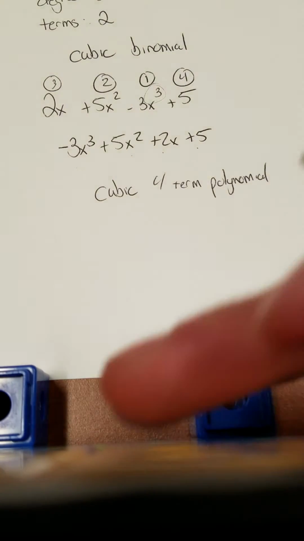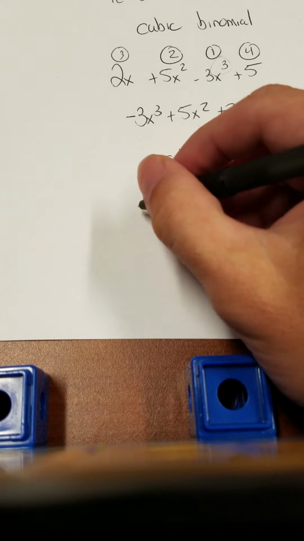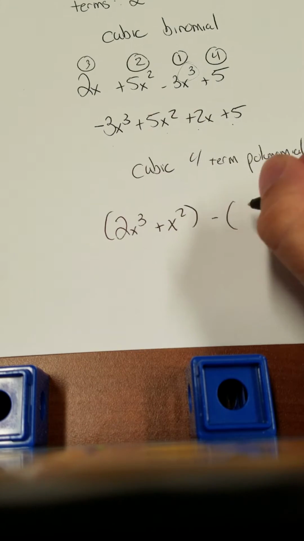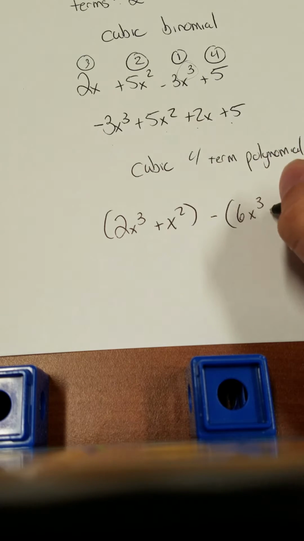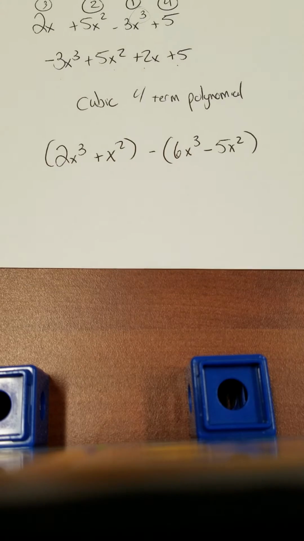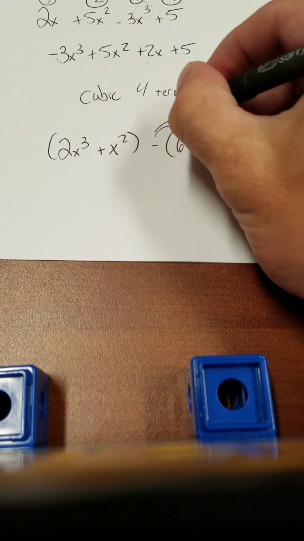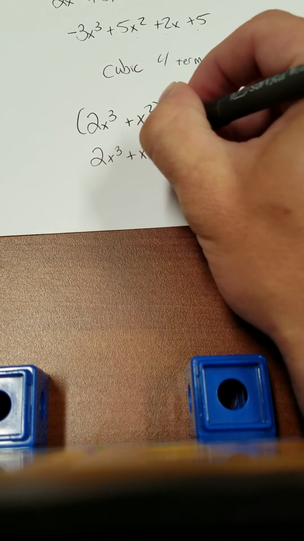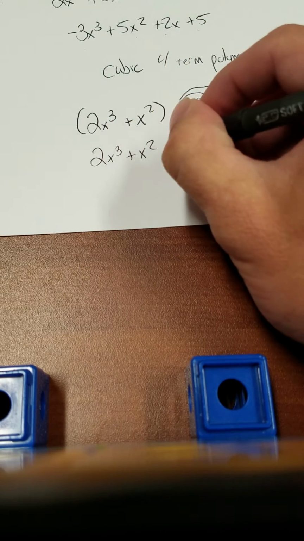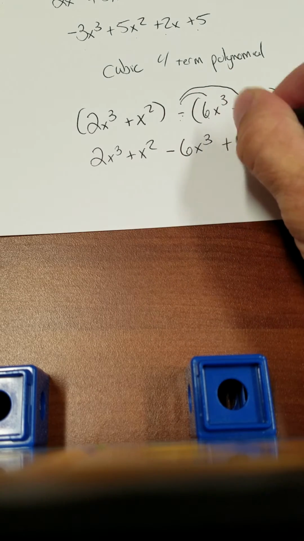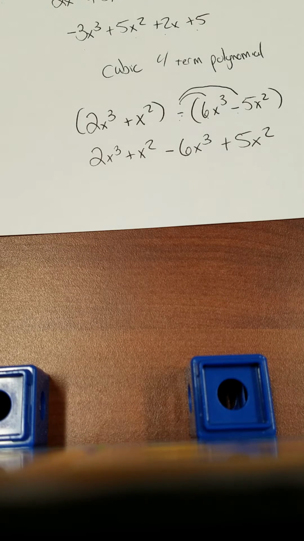The last piece is just combining like terms. I know you know how to do this. I'm just going to show you a quick example. When you're doing this, make sure you rewrite it. That negative sign needs to be distributed. So we just bring down this first set of parentheses. Nothing changes there. Distribute the negative sign. Negative 6x cubed. A negative and a negative make a positive 5x squared. And then we combine like terms.